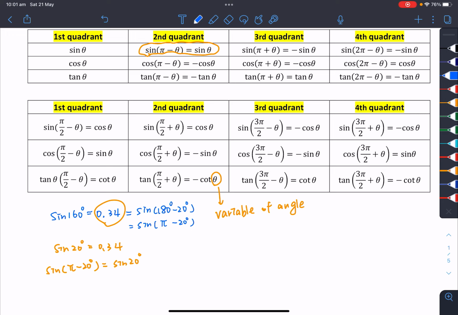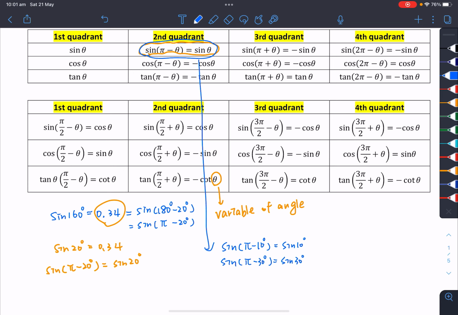For example, from this identity, you can say sin of pi minus 10 degrees equals sin 10 degrees. You can put sin of pi minus 30 degrees equals sin 30 degrees. So you can count how many symmetry formulas there are here. 1, 2, 3, 4, 5, 6, 7, 8, 9, 10, 11, 12. Totally you have 24 different combinations, right?